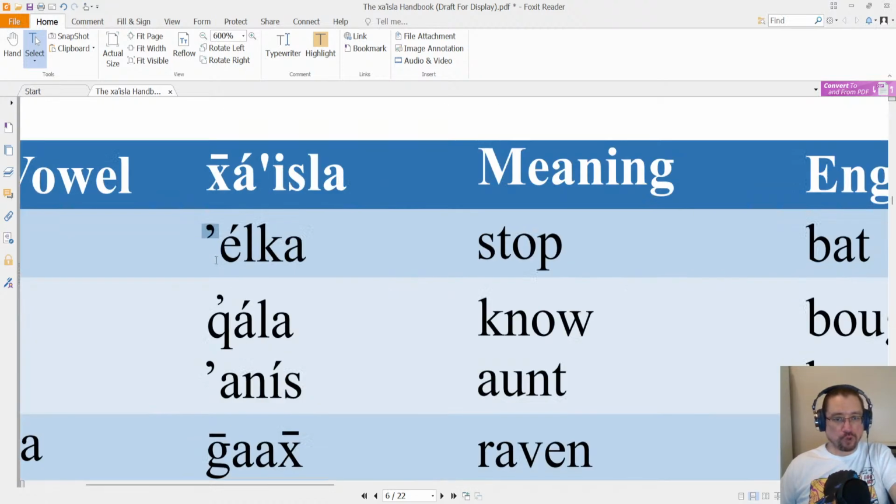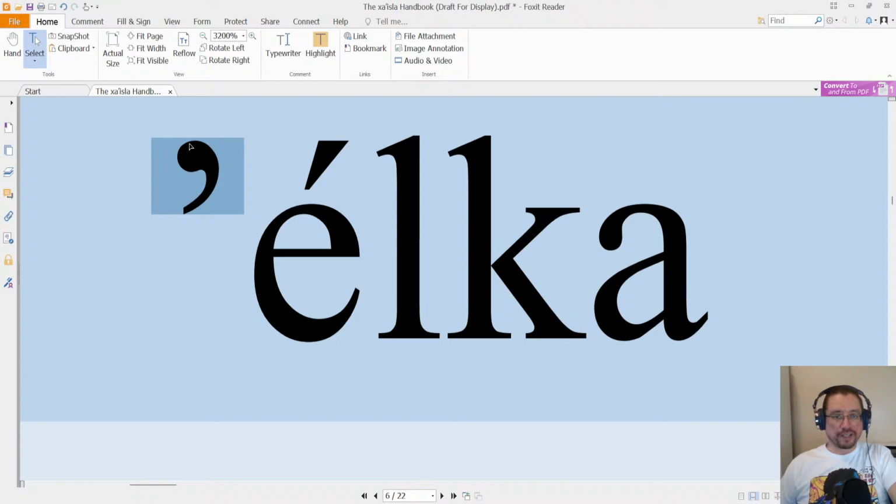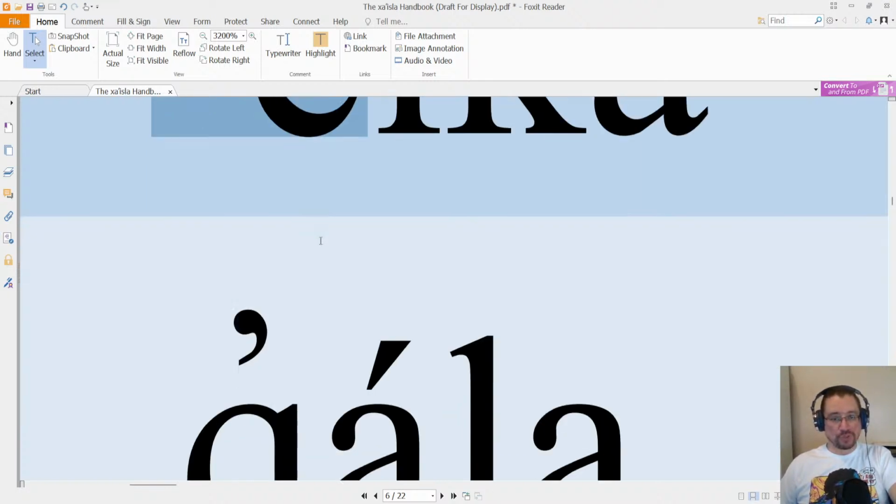So if I zoom in more here, look at this apostrophe. It has a round head and then a kind of a curled tail coming down. Compare that to this acute accent, which is just basically like a wedge or kind of a slanted dash. I like the Times New Roman font. It is the standard font for typing xa'isla because it differentiates between symbols.